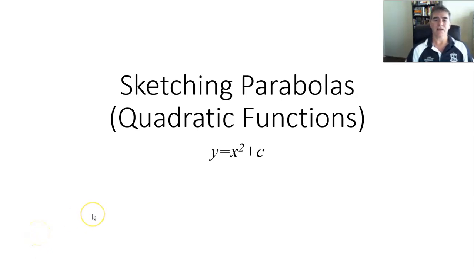Today we're going to have a look at sketching another quadratic function, y equals x squared plus some number. We're going to have a look at what happens when that number changes, that we add or subtract on the end. Again, it is going to form a parabola because it's a quadratic function. So let's get started.